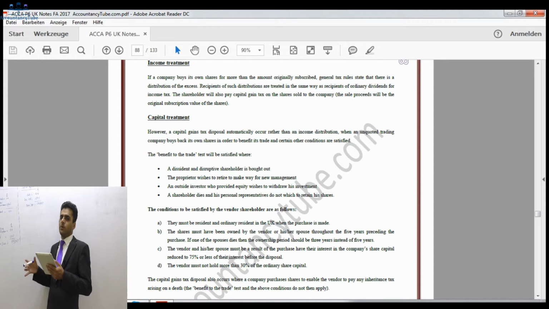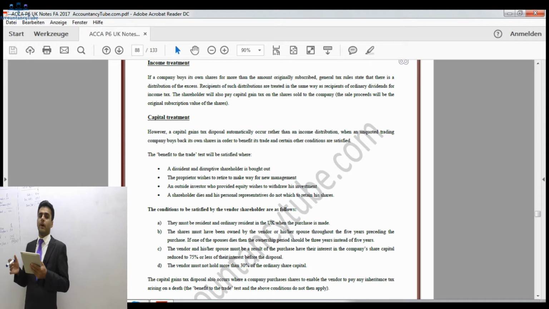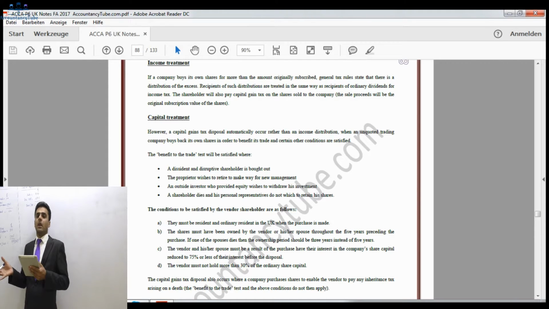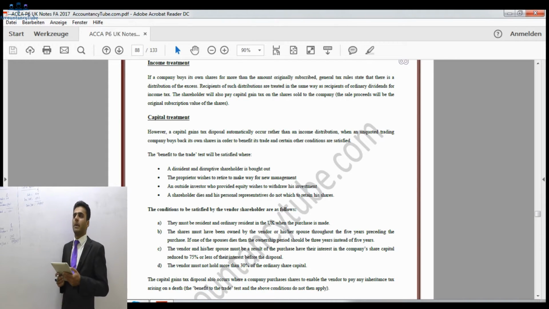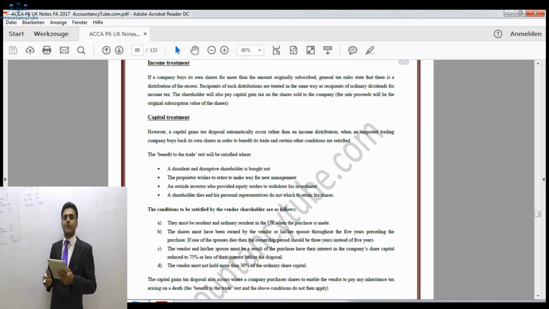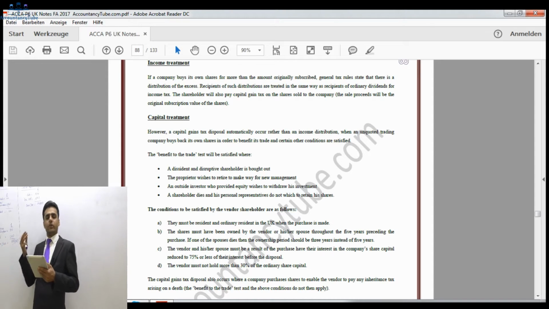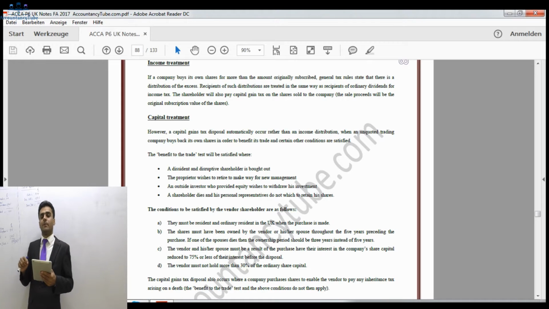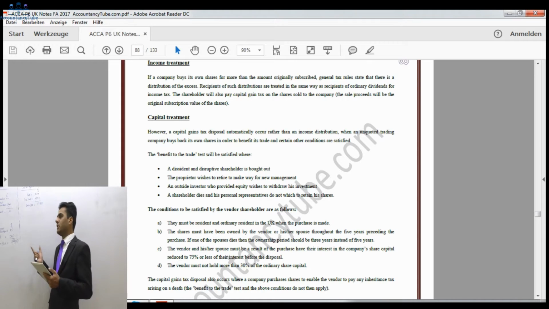Now the second step is that the condition would be satisfied if our ownership in that company is reduced to 75% of what it was before. Say for example, my shareholding in the company was 30% before I sold the shares to the company, because I was a disruptive shareholder, so the company said I want to buy back the shares. I had 3,000 shares out of a total of 10,000 shares, so my shareholding was 30% in the company.